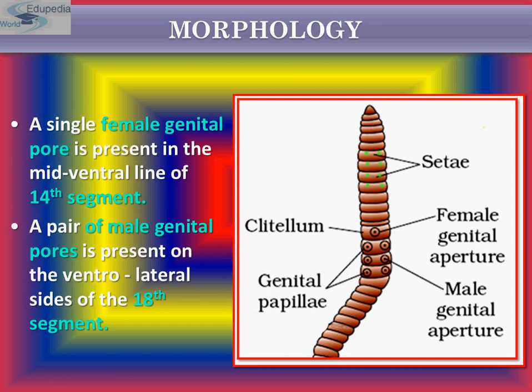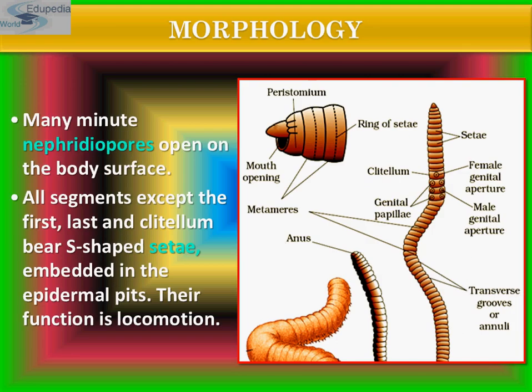And a pair of male genital apertures are seen, present on the ventrolateral sides of the 18th segment. So this was 14, 15, 16, 17, 18. These are your male genital pores, which are present in pairs on the ventrolateral sides of the 18th or 19th segment.